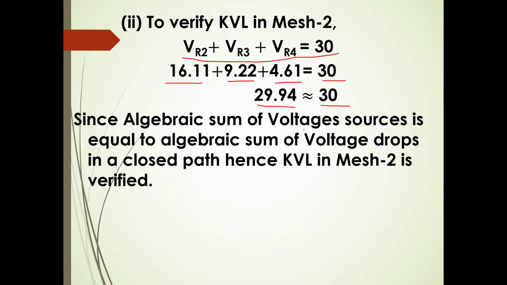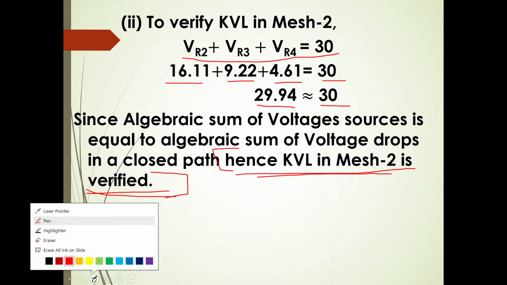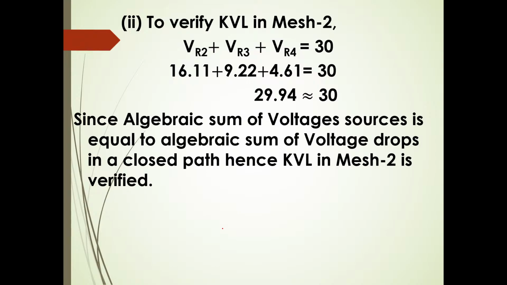So the algebraic sum of voltage drops in a closed path is equal to the algebraic sum of the voltage source values. So we can say, hence KVL in mesh 2 is verified. No need to write this whole statement. If you are copying it down, just write from here to here and from here to here. That is more than sufficient.